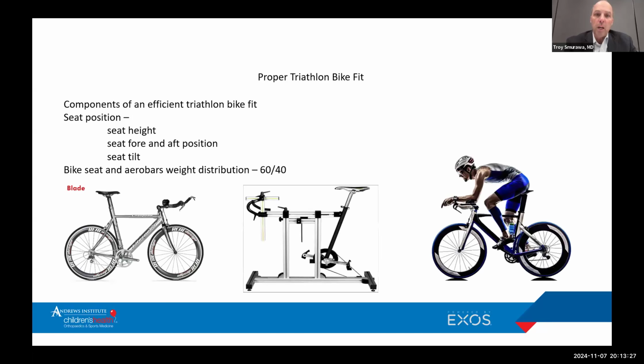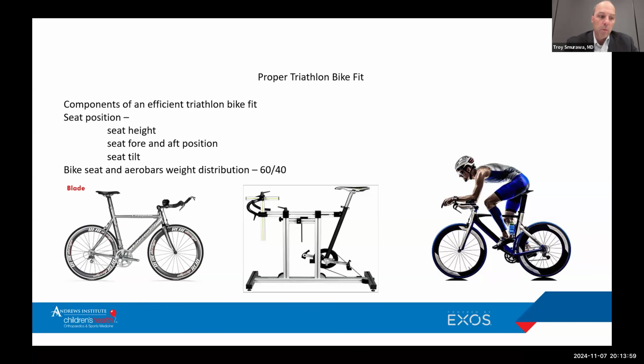So a brief one slide about proper triathlon bike fit. Pretty much the same things come into effect as with regular bike fitting on a road bike. The components of an efficient triathlon bike fit, one is the seat position. So you want to look at the seat height, the fore and aft position, and the seat tilt. And then on a triathlon bike, basically you have the aero bars. So you're resting your arms on the aero bars. So the bike seat and aero bar weight distribution is the same as you would want it to be with a road bike. It's 60-40.